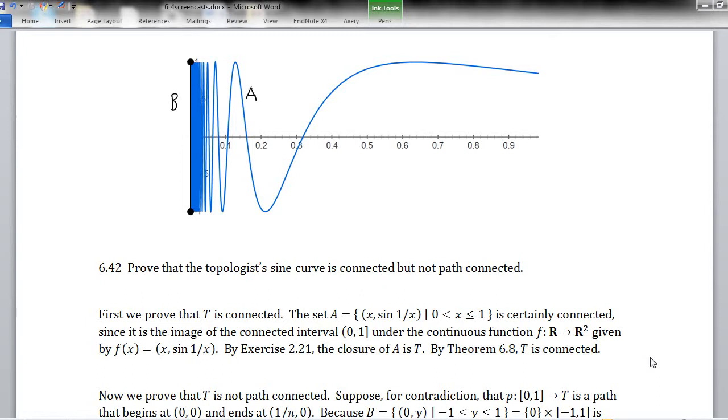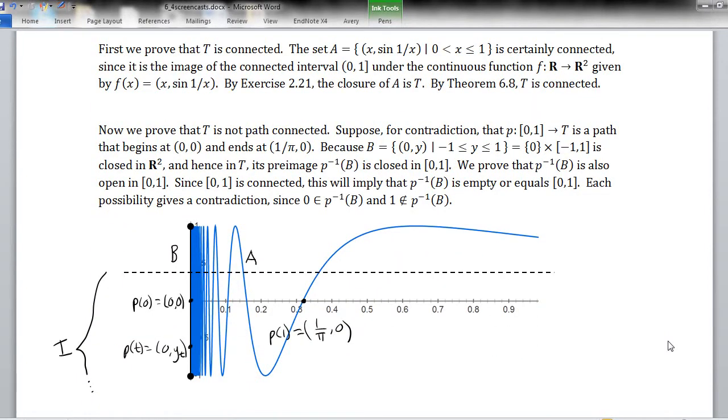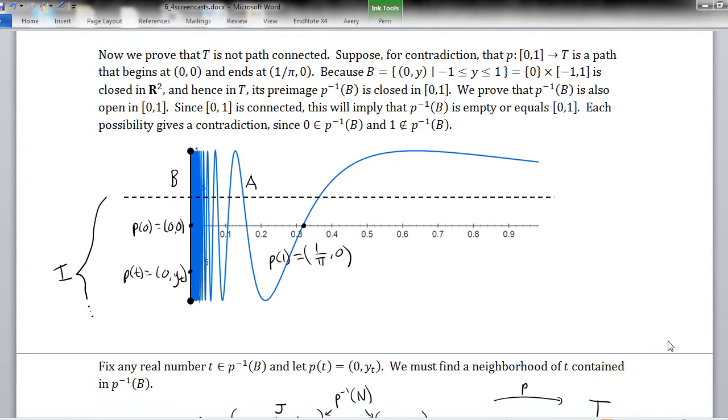That takes care of the first part, and now let's try to show that T is not path connected. We're going to proceed by contradiction. So suppose for contradiction that we have a path that begins somewhere in B and ends somewhere in A. I've chosen (0, 0) as a point in B and (1/π, 0) as a point in A, although those particular choices don't really matter.